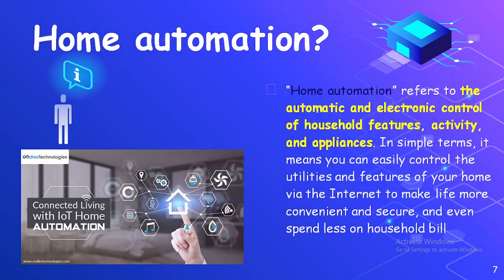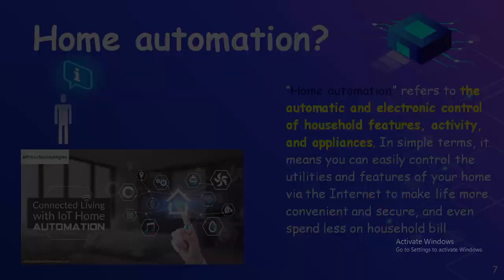Okay, and then what is home automation? Home automation refers to the automatic and electronic control of household features, activity, and appliances. In simple terms, it means you can easily control the utilities and features of your home via the internet to make life more convenient and secure, and even spend less on household bills.